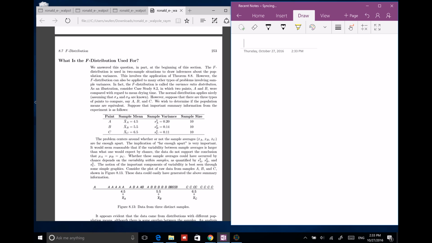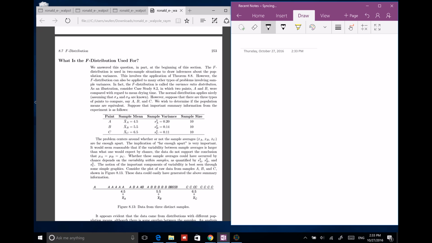Now we look at what the book says. We answer this question at the beginning of this section. The F distribution is used in two-sample situations to draw inference about population variance. This involves application of Theorem 8.8. However, the F distribution can also apply to many other types of problems involving sample variance. The F distribution is called the variance ratio distribution.